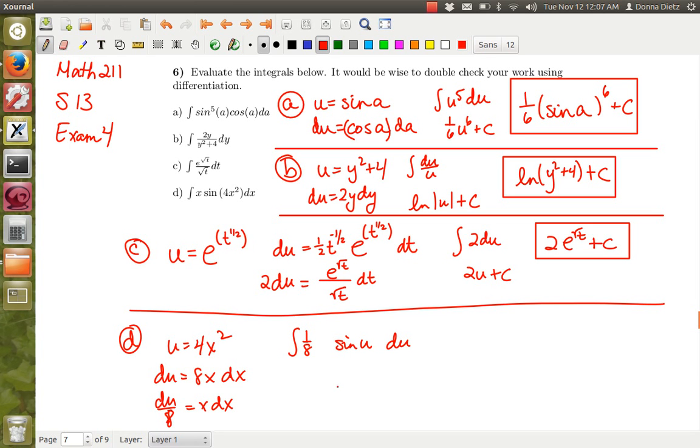Integral of sine is negative cosine. Okay. Just double check. It says double check to use differentiation. Derivative of cosine is negative sine. So yeah, the sign should flip. Okay. So your answer should be minus 1/8 cosine of, in this case, 4x squared plus c. And let's call that an answer.